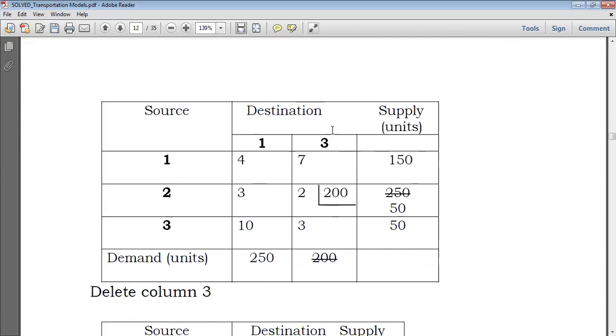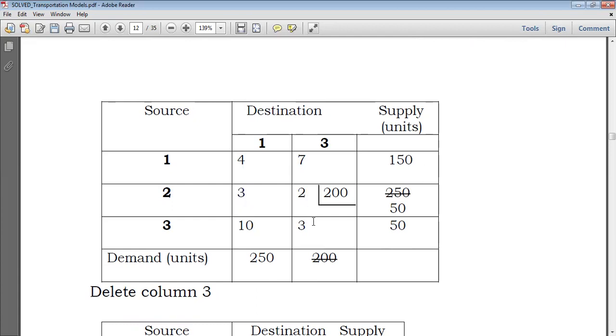So again, here you are. You have removed column 2, you just have column 1 and column 3. And again, you determine the least cost. Now we had 4, 7, 2, 3, 10, and 3. So the least cost is 2. 2 is the least cost.